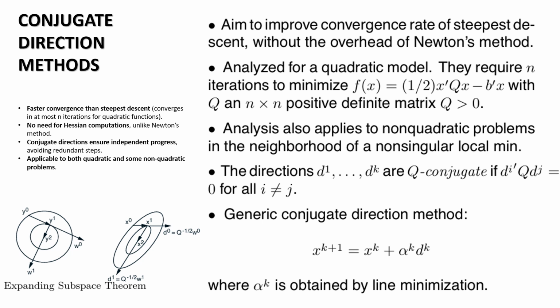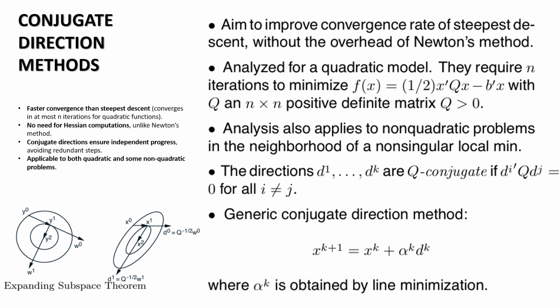Generic conjugate direction methods are represented here by the iteration in which dk is the conjugate search direction. Alpha k is the step size obtained through line minimization, in which alpha k is the argmin over alpha of f of xk plus alpha dk. This means that in each iteration, we move with the optimal step size along the conjugate direction.